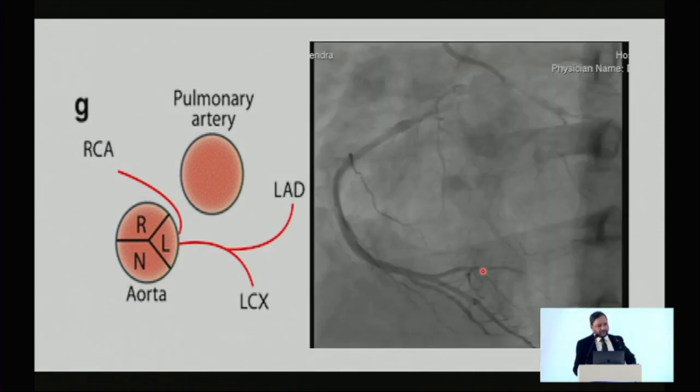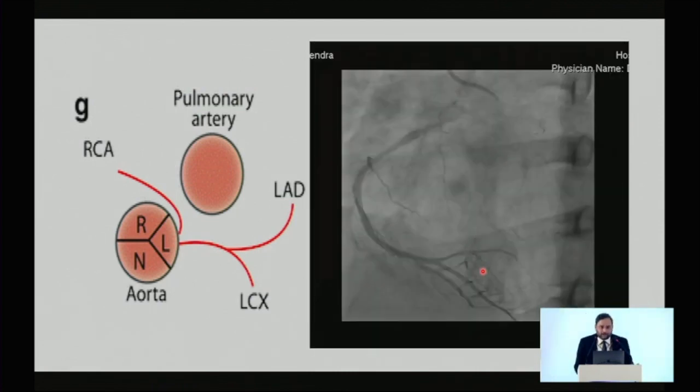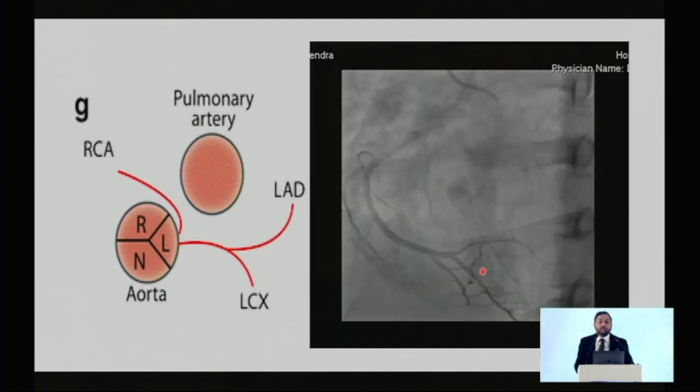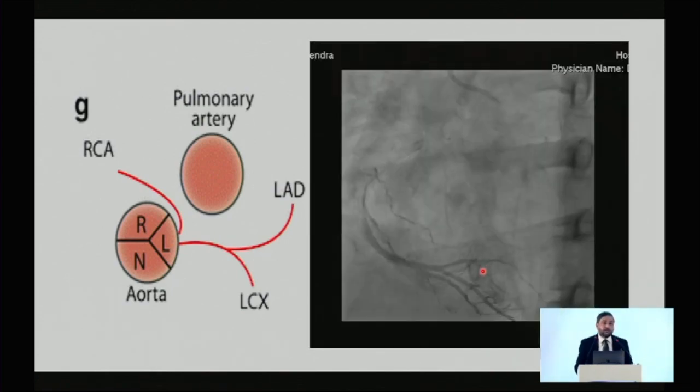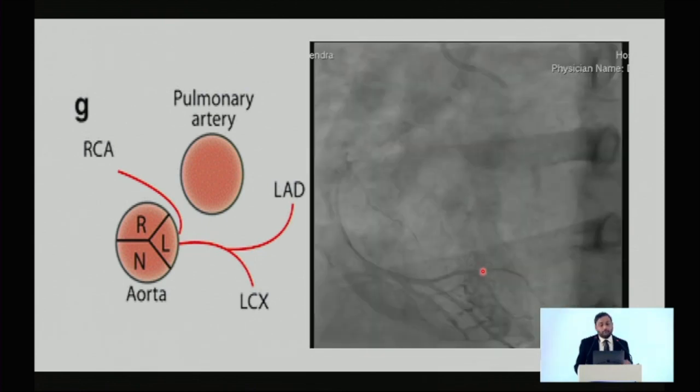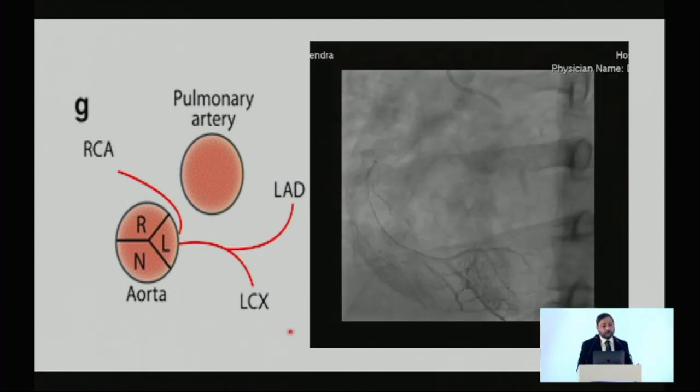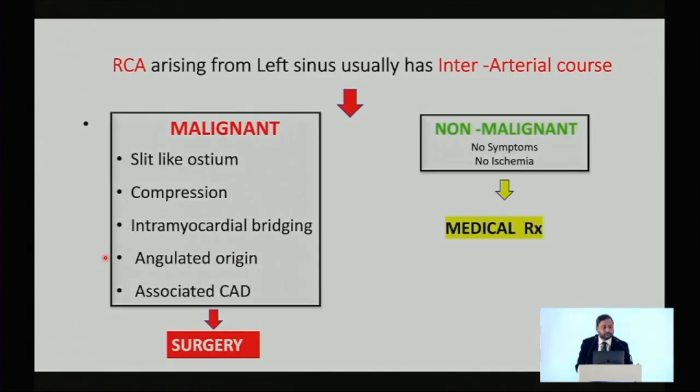Now, like the circumflex, the RCA is also a very disciplined artery even when it is anomalous. It will almost always take an interarterial course. It will flow between, like you see in this cartoon here, the pulmonary artery and the aorta, come to the right side and enter the right AV groove. So RCA arising from the left sinus usually, and I want you to replace this term usually with almost always, will have an interarterial course. But it's not so bad with the RCA. Many a time we have this as an incidental finding.